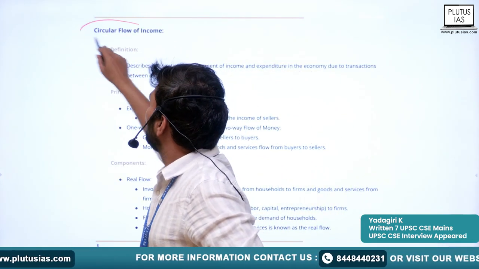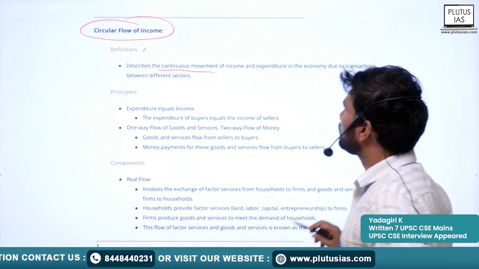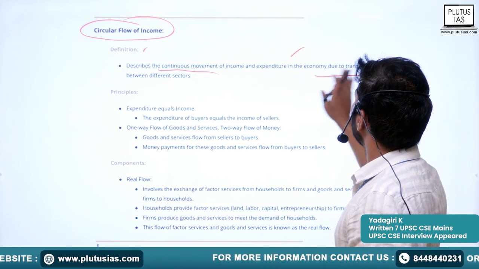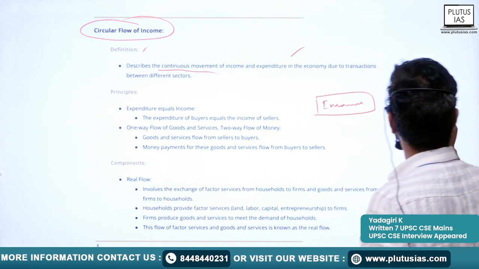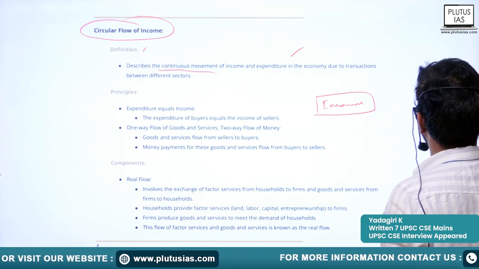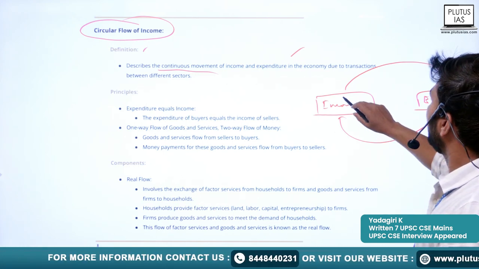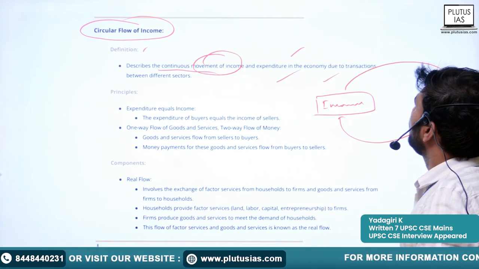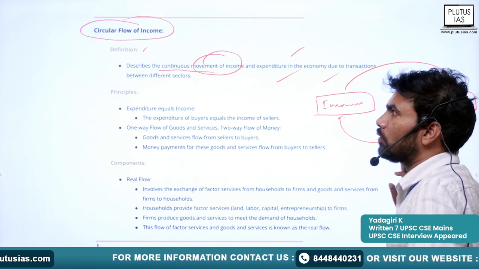Next, another important concept is circular flow of income. The definition, if you see, describes the continuous movement of income and expenditure in the economy due to transactions between different sectors. On one side there is income, on another side there is expenditure. So there is a continuous movement of money or value between income and expenditure. This is the definition of circular flow of income.